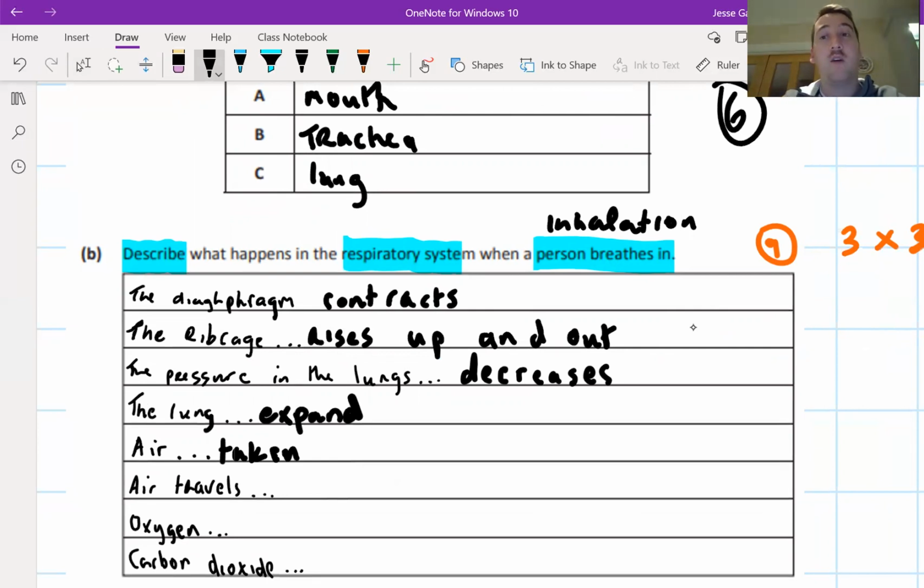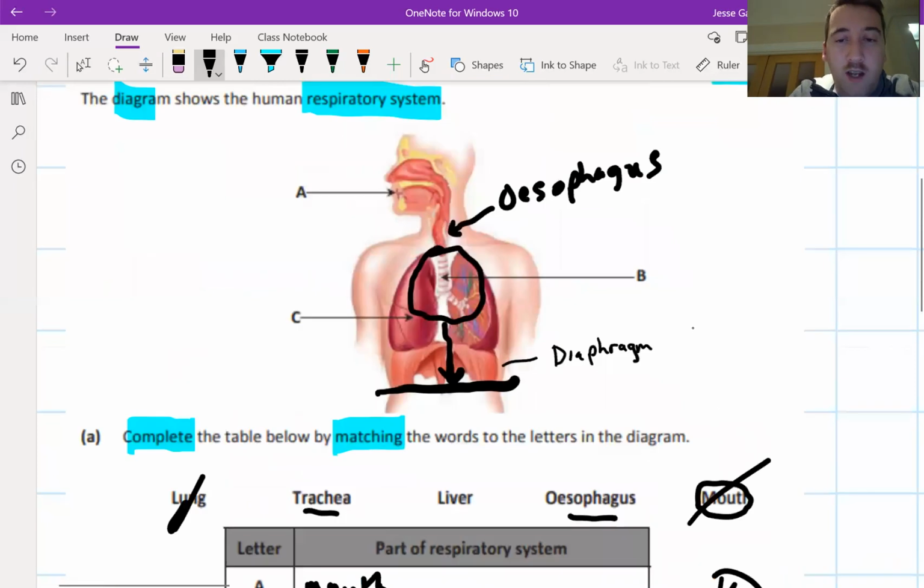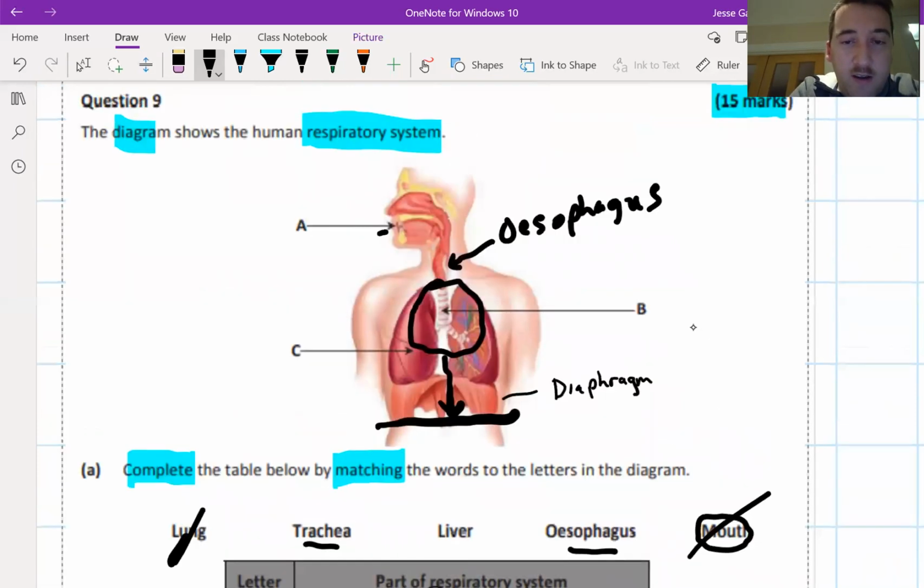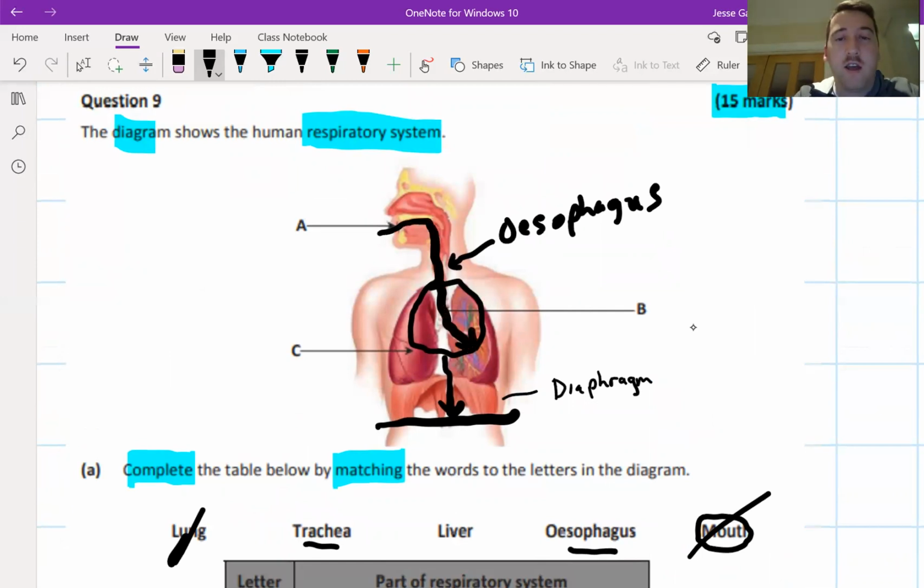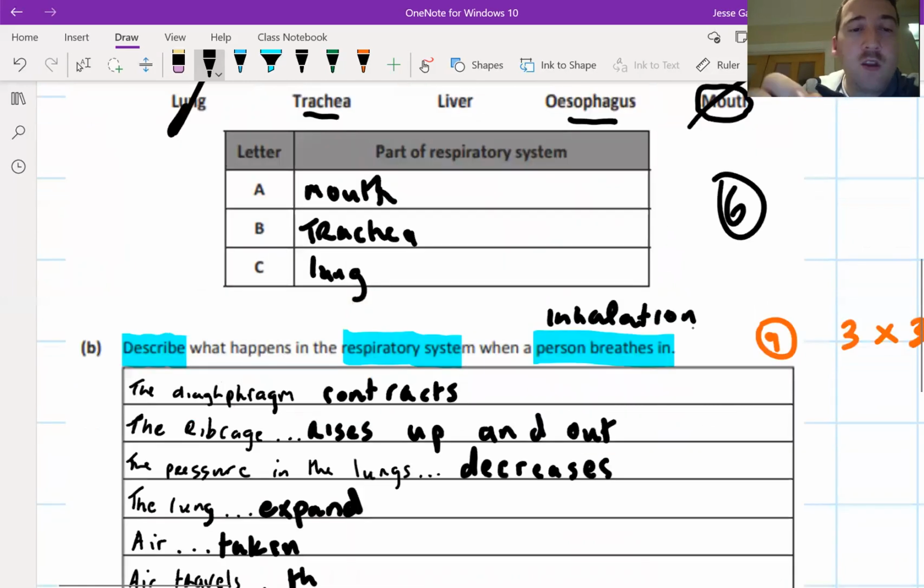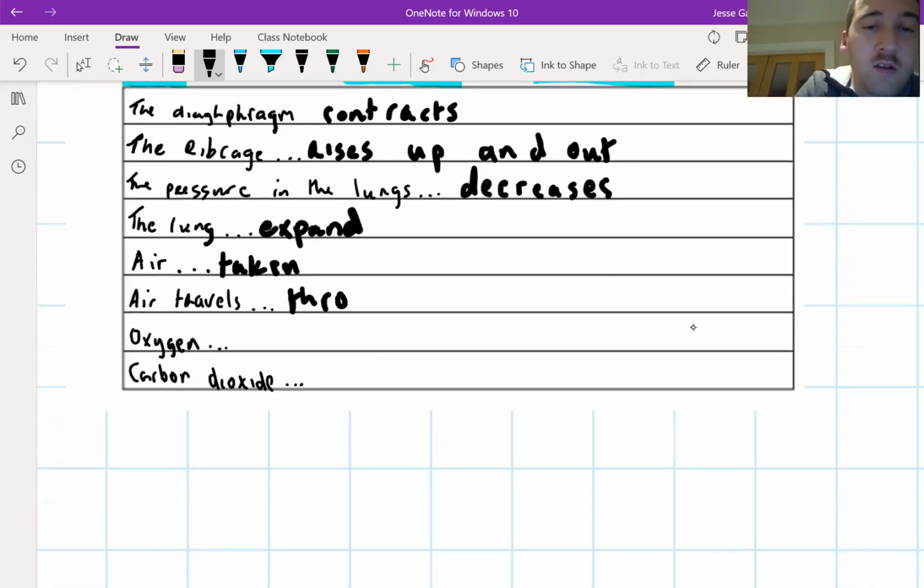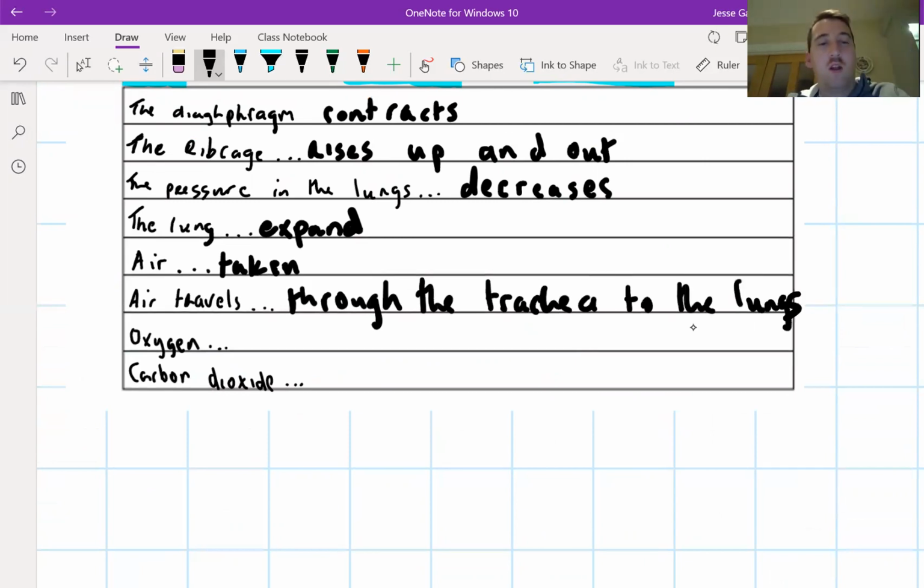Next one, air. I said to talk about where it travels through and to. So look back at your diagram. What do we say B was called here? The air goes in here and then down through the trachea to the lungs. So this tube B is the tube it's traveling in. We call it the trachea. So air travels through the trachea to the lungs. Well done if you got that right.